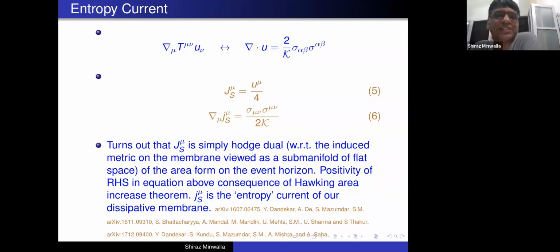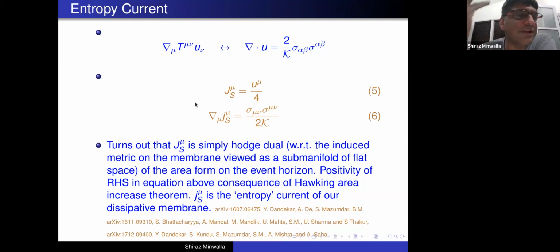Okay, a little more about these equations of motion. If you take the conservation of the stress tensor and take the part of it that is in the direction of the velocity, dot that conservation with the velocity, you find the equation becomes del dot u is equal to 2 by kappa times this shear squared. Now, let us define this quantity, u mu by 4, as an entropy current. I'll tell you in a minute why that's justified. Making that definition, this equation becomes: the divergence of the entropy current is a positive definite object, shear squared divided by something.